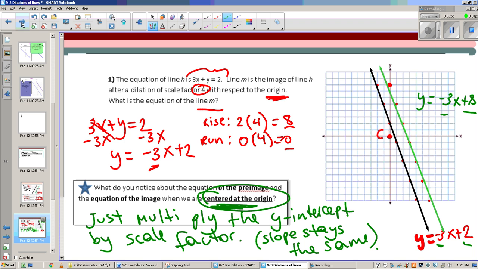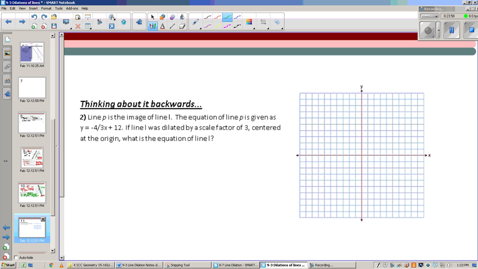Okay, and we'll talk about one more case. So now if you're thinking about it backwards, take a look at this question. It says line P is the image of line L. The equation of line P is given as y equals -4/3 x plus 12. If line L was dilated by a scale factor 3 centered at the origin, what's the equation of line L? Okay, so now P is the image of L. So we don't know what L is, but we know what P is.